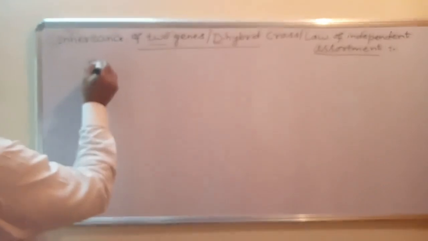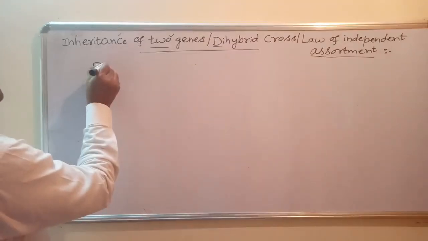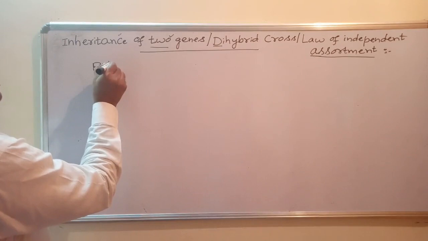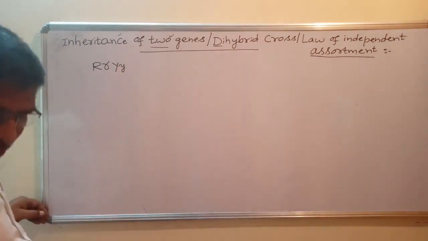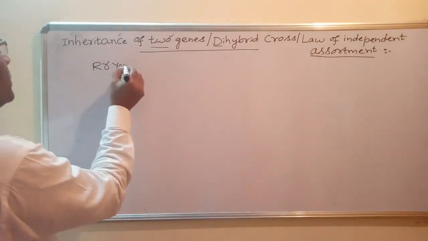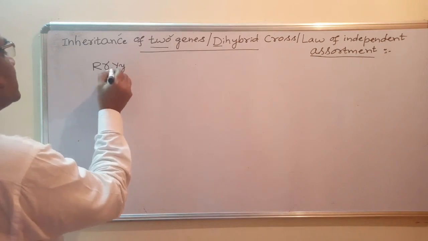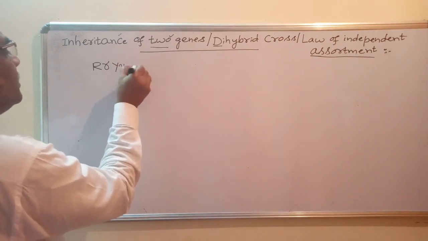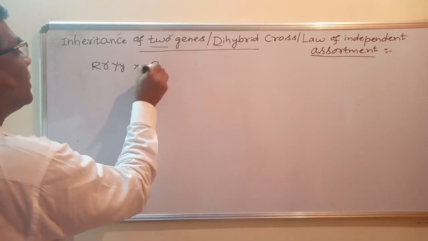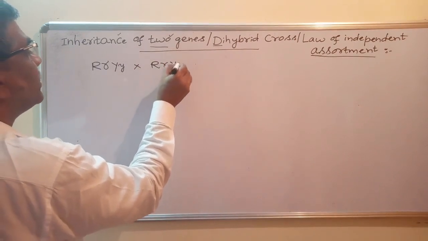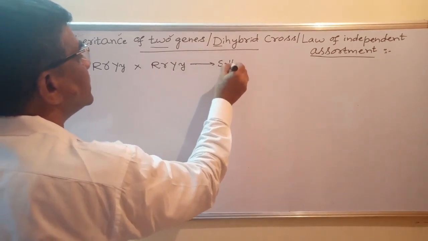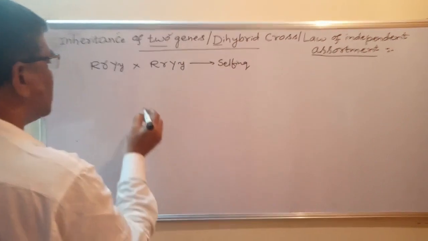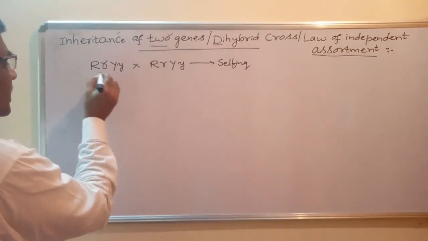Now I am writing the F1 individuals here: capital R, small r, capital Y, small y. So these are the F1 individuals. These F1 individuals undergo self-pollination: capital R, small r, capital Y, small y. So this is selfing, or self-pollination.